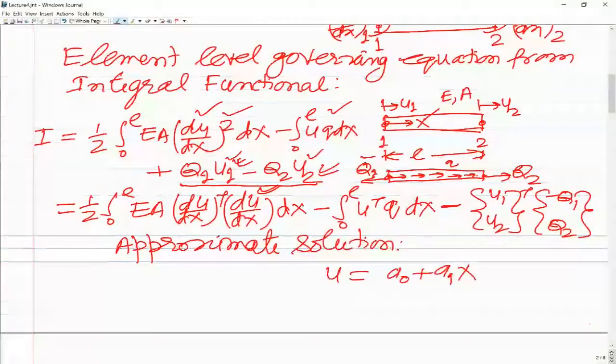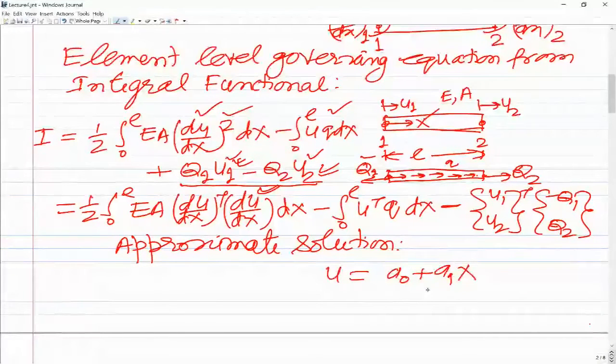So we should have a linear term so that it is differentiable once, and then we add a0 so that it is complete. That means a1x is a linear term in x. So before that, a constant term should be there as per the completeness requirement. And then we look at the inter-element compatibility.